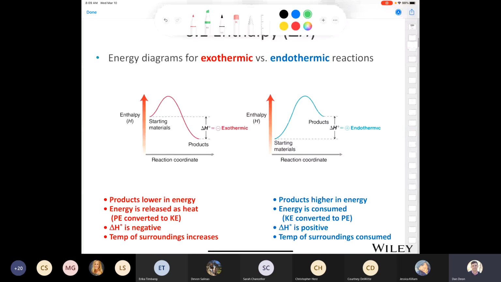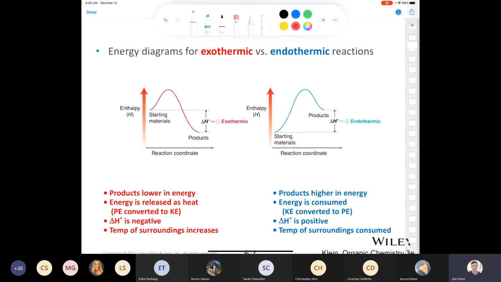And these are just called reaction coordinate diagrams. You see here that on the y-axis of both of these, we have enthalpy. And then on the x-axis, we have reaction coordinate. That just means the progress of the reaction over time. So if we look at an exothermic reaction, so that's the first graph here, we see that our products are actually more stable than our starting materials. And so the products are lower in energy. The energy difference between these is going to be released as heat into the environment.